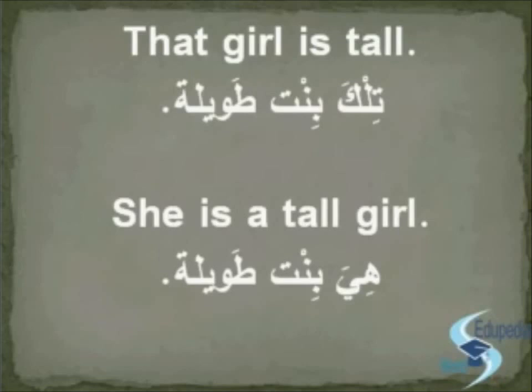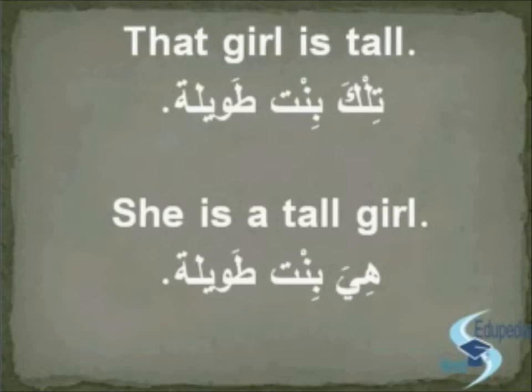Now that girl is tall. تلك بنت طويلة. Here we use تلك because we are talking about the feminine word بنت. تلك بنت طويلة, and it means that girl is tall. She is a tall girl. She or she is means in Arabic هي. هي بنت طويلة. She is a tall girl.